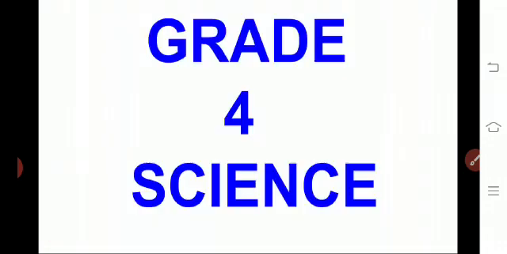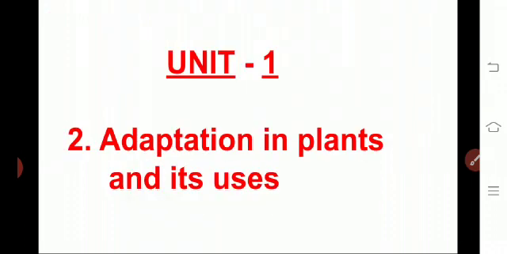Today we are going to see the Grade 4 science subject. In that, Unit 1, second lesson: Adaptation in Plants and Its Uses. Already in the last session we learned about some plants. Today we can learn the next part of the lesson.